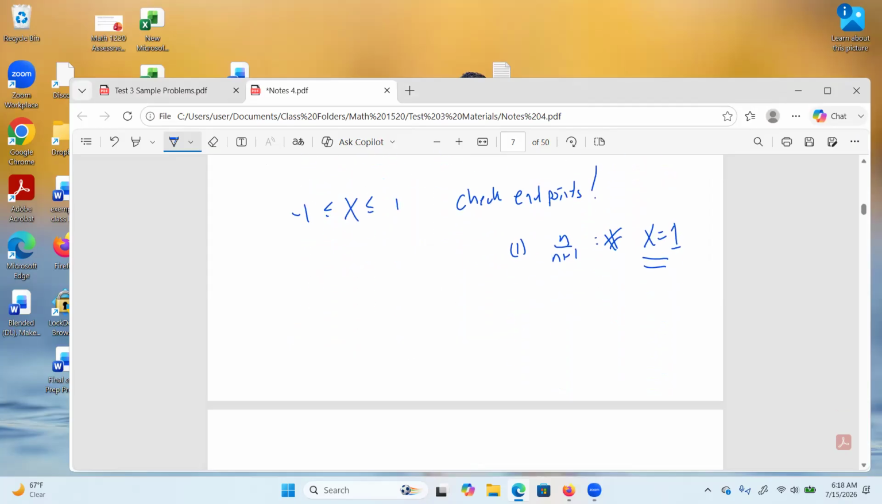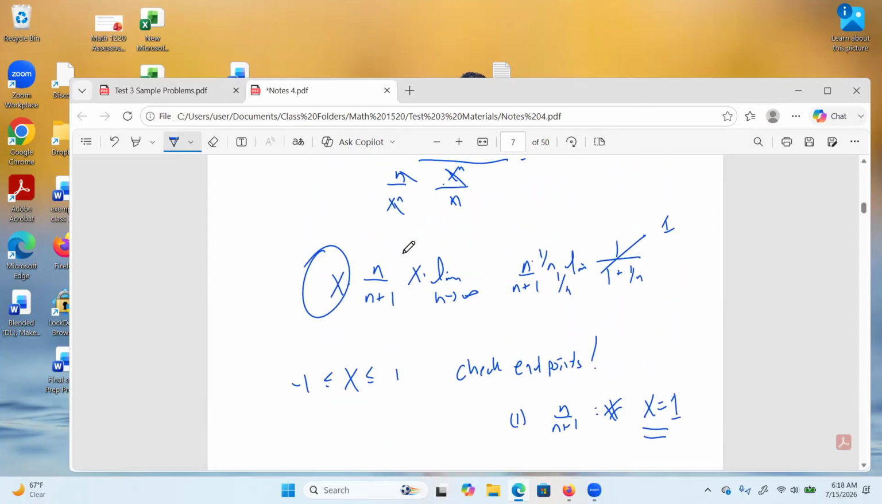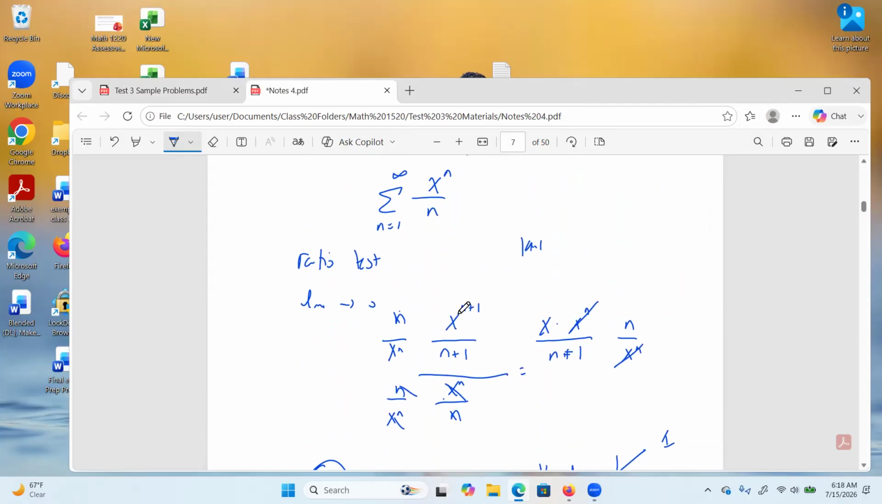Okay, let's try -1. So we have -1 times n over n plus 1. We pretty much have -1 raised to the nth power, because it's x to the n up here. So I go all the way back up here and plug in x equals 1. If we look at this, we'll have 1 to the n over n. When x was 1, this is just a harmonic series. This diverges, so clearly x equals 1 is not included.